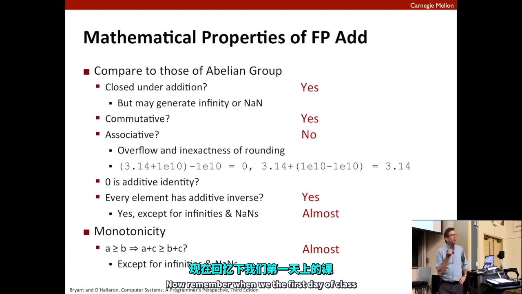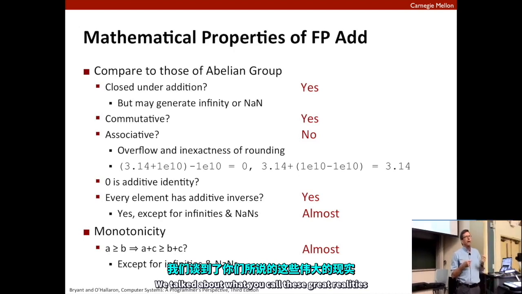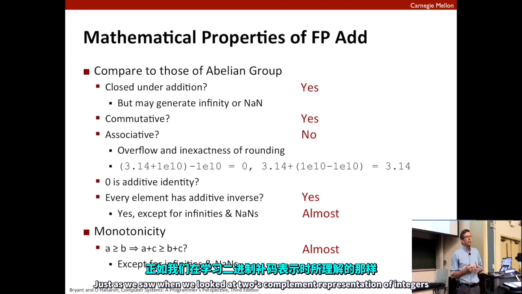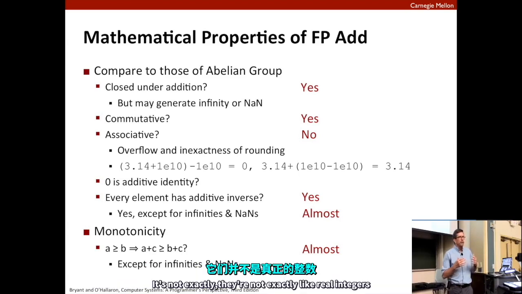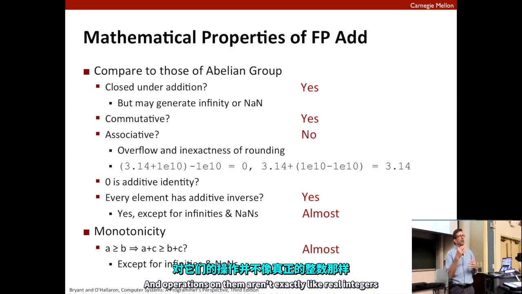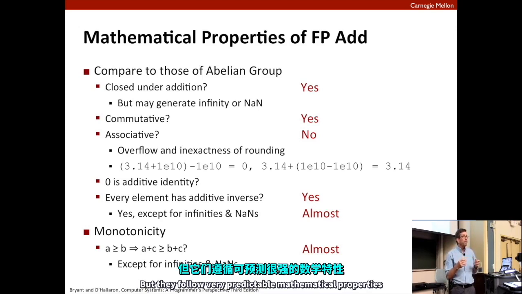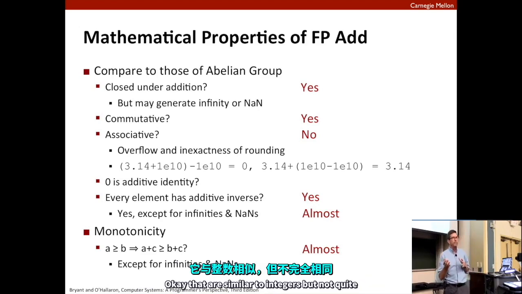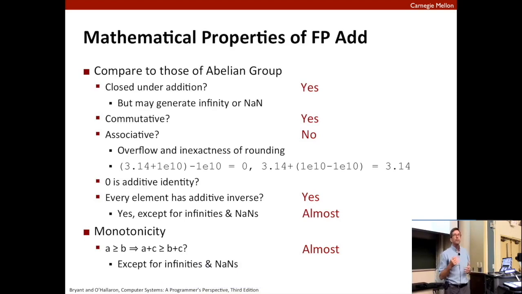Now you remember the first day of class, we talked about what we call these great realities, that ints aren't really integers and floats aren't really reals. So just as we saw when we looked at 2's complement representation of integers, they're not exactly like real integers, and operations on them aren't exactly like real integers, but they follow very predictable mathematical properties that are similar to integers but not quite. So the same thing holds for floating point numbers.